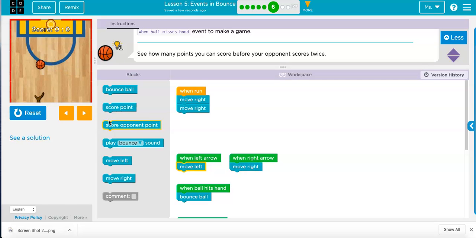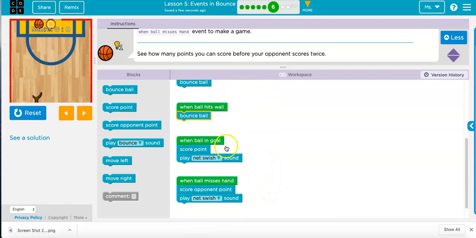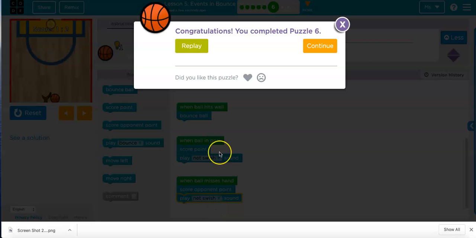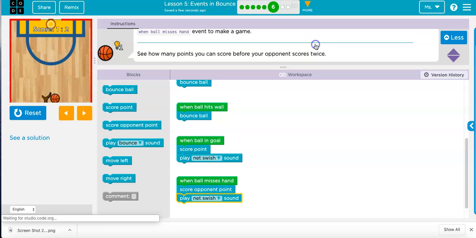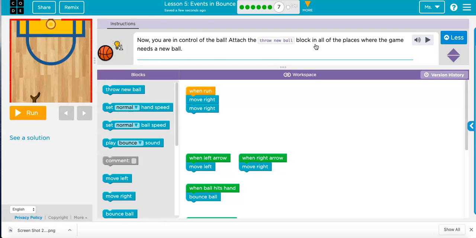Notice I'm playing the game, trying to catch up to where he goes. Now, based on what we said and we put this together, when the ball goes in the goal, we're going to hear a swish. If it misses my hand, which it just did, that automatically means that the opponent scored a point. And so the opponent scored another point because it missed my hand again. It's going to move me to the next level.